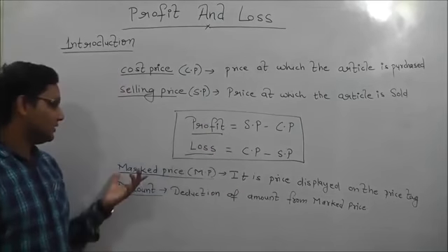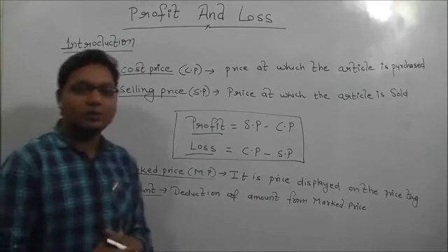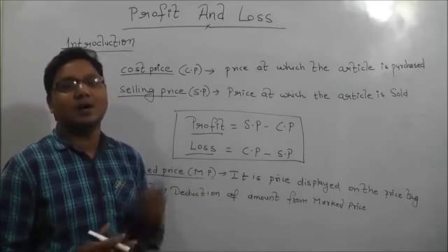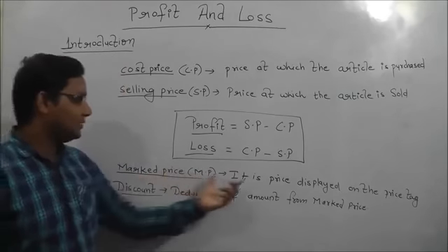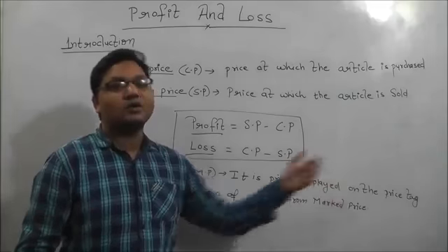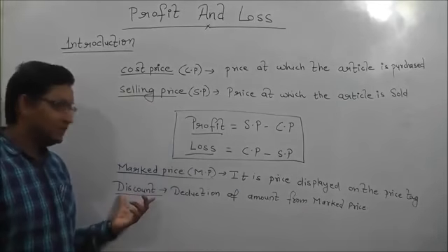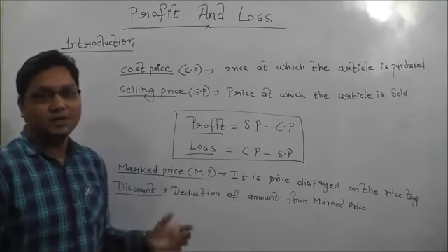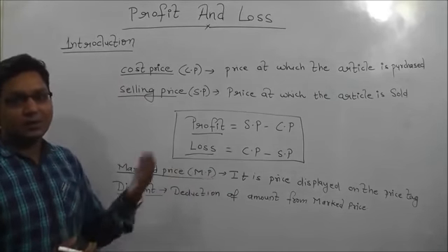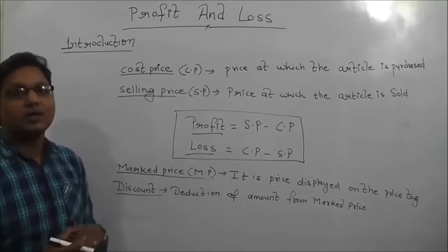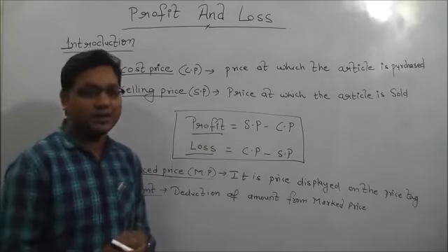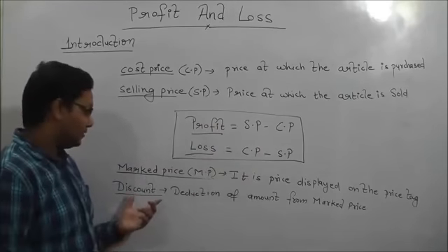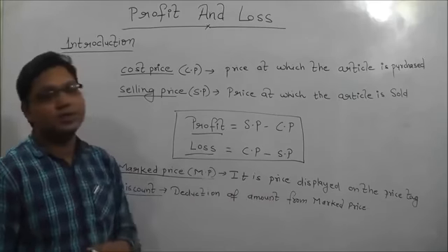Now let's see what is marked price. When we are going to purchase an item, there is a tag on which the price is written, and that price is known as the marked price. It is the price displayed on the price tag. Discount is the deduction of an amount from the marked price. Some amount is deducted from the marked price and the article is sold to the customer. So discount is a deduction of amount from the marked price.